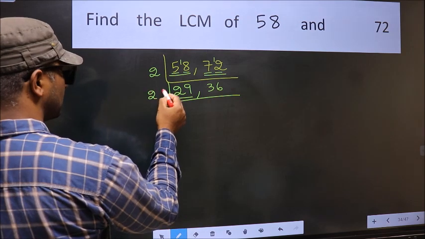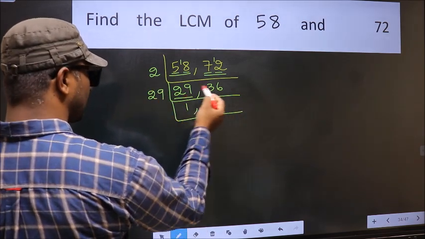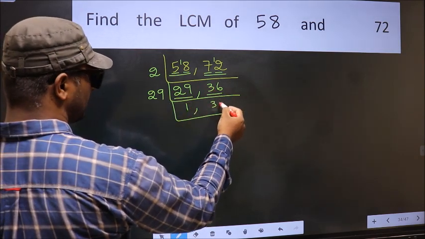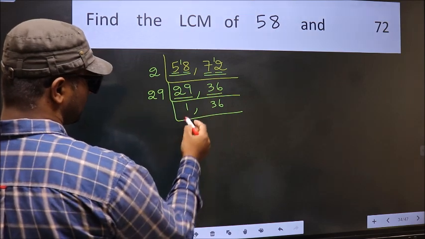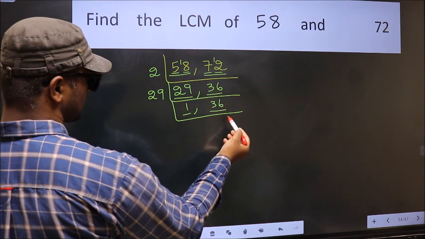Now here we have 29. 29 is a prime number, so 29 ones, 29. The other number 36 is not divisible by 29, so we write it down as it is. Now we got 1 here, so focus on the other number 36.